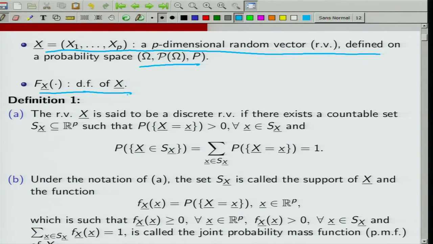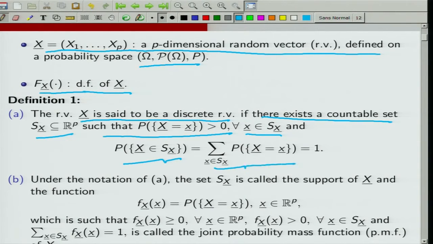I will say this random vector X is discrete if there exists a countable set S_X, which is a subset of R^p, such that probability X equal to x, small x, is positive for every x belonging to S_X, and the whole weight is given to S_X. That means probability X belonging to S_X. Since S_X is countable, this can be written as a union of singletons. By the countable additive property, this is the same as the summation over x belonging to S_X of probability X equal to x, and this is 1. So, this definition is very similar to the definition for the one-dimensional random variable.